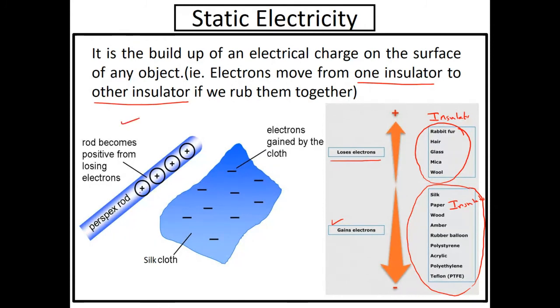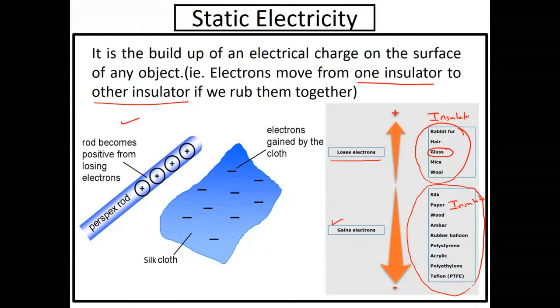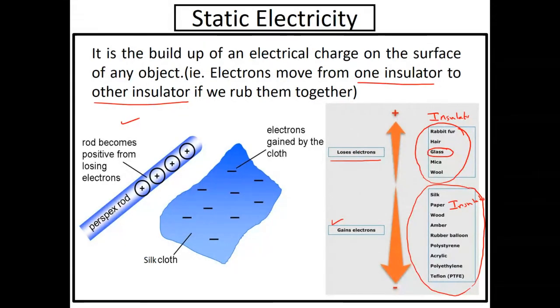I take the rod. A Perspex rod is nothing but a glass rod. What is the nature of the glass rod, my dear? See the picture. See this chart. It loses electrons. Initially the glass rod is a neutral object. When you rub the glass rod with the silk material, what will happen? The glass rod immediately loses the electron.